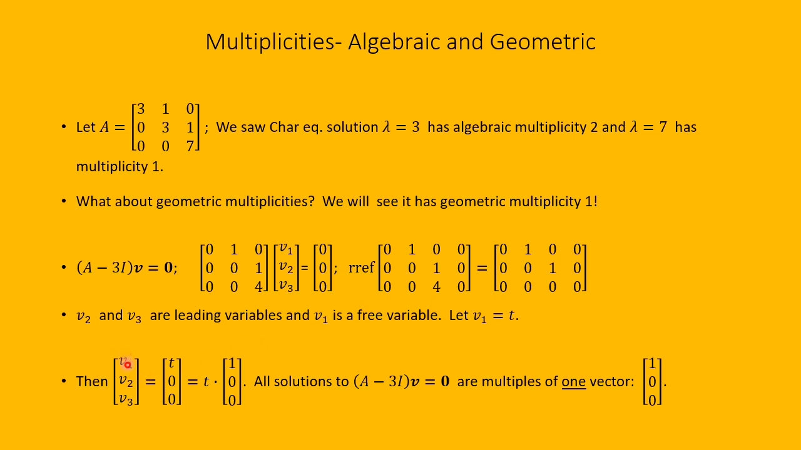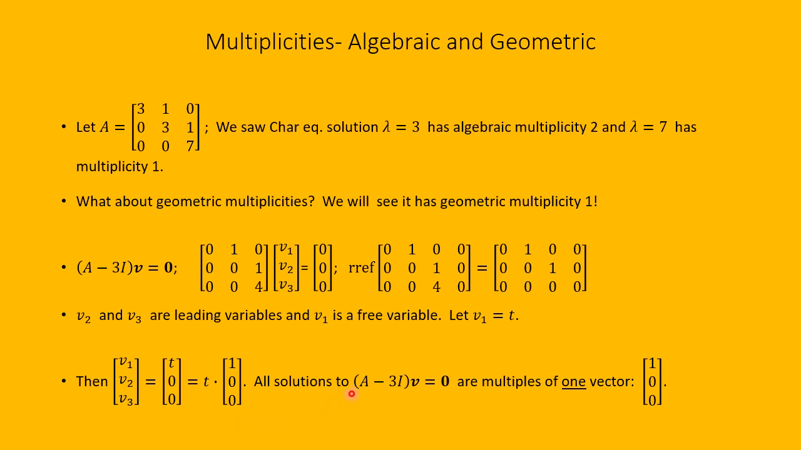So we get v1, v2, and v3 have to be what? Well, v1 has to be t. That's what we set it equal to since it was a free variable. And now look at the equations that we have up here. 0 plus v2 plus 0 equals 0. That forces v2 to be 0. Look at the second equation. 0 v1 plus 0 v2 plus 1 v3 equals 0. That sets v3 equal to 0. So all of the eigenvectors have to look like t, 0, 0, which is t times 1, 0, 0.